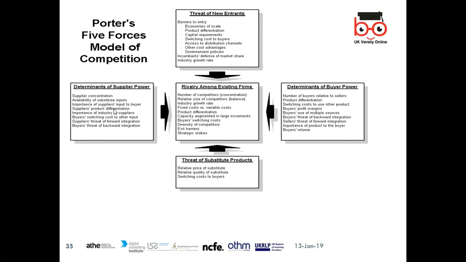Then rivalry among existing firms: how many existing firms are competing with each other within an industry. We need to look around at that. If we are an accounting firm, how many accounting firms in our area are competing with us? Maybe we can draw up a barrier, and we can differentiate ourselves.